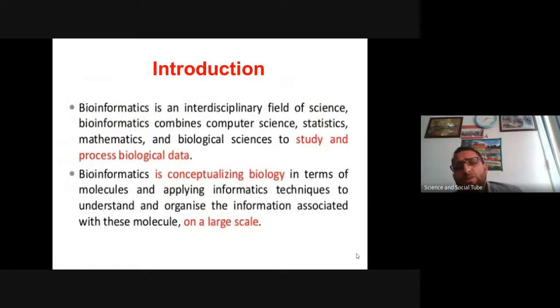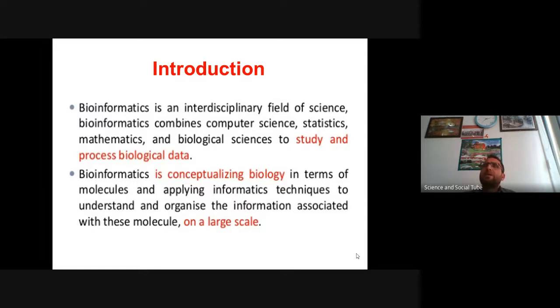If we talk about bioinformatics, in common language, it's made up of two words. One is bio, other is informatics. Bio, it's common sense. It is something related with biological science, and informatics is something related with the IT sector.